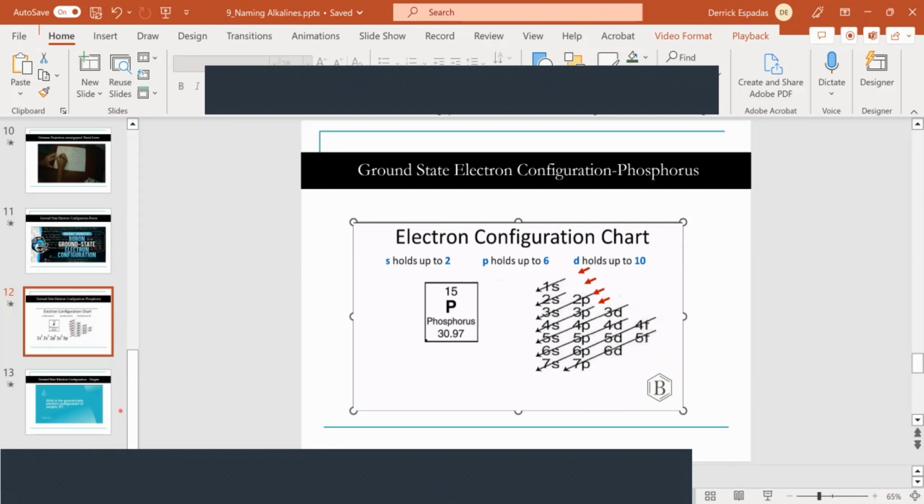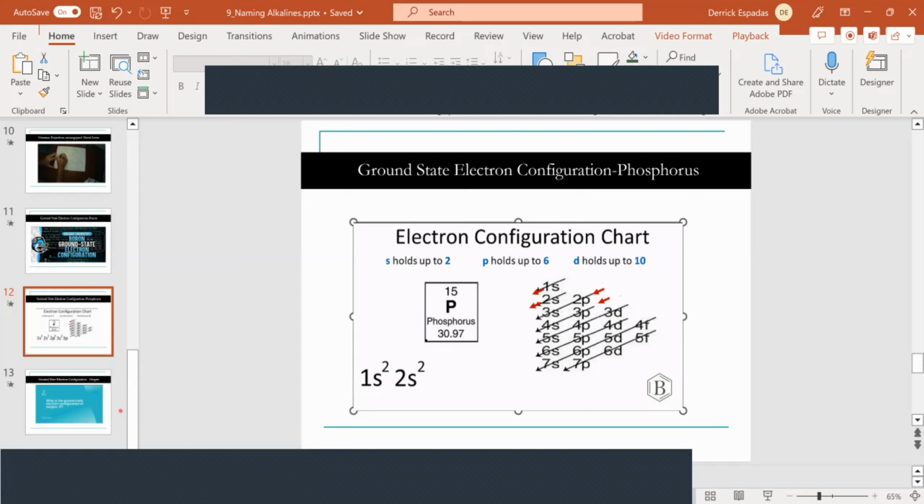For phosphorus, we have 15 electrons. So we'll use the chart on the right to figure out the electron configuration. So we'll go down the first row, and we have 1s. So the first term is the 1s orbital. S orbitals can hold up to 2 electrons. So we'll put 2 in this first orbital here. We'll go down the next row, which is the 2s, and in the 2s orbital we'll put 2 electrons.